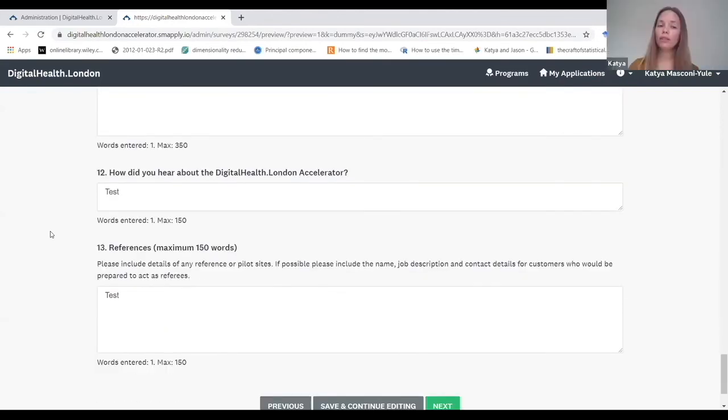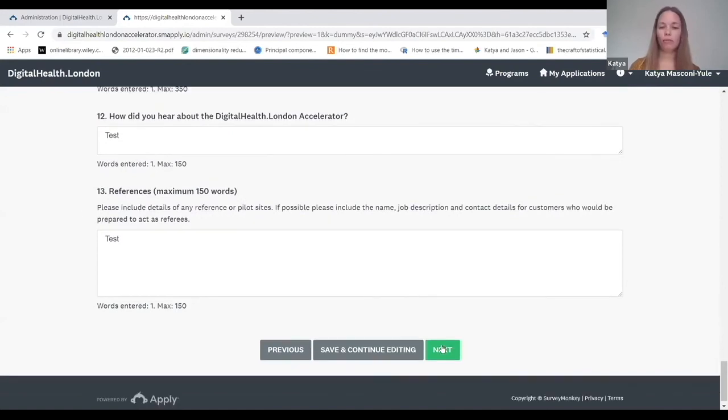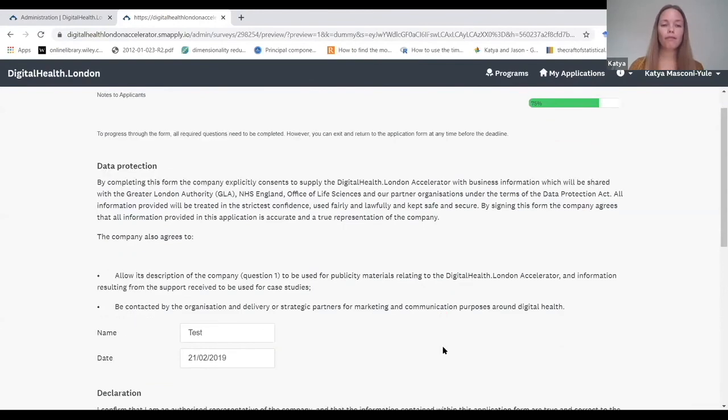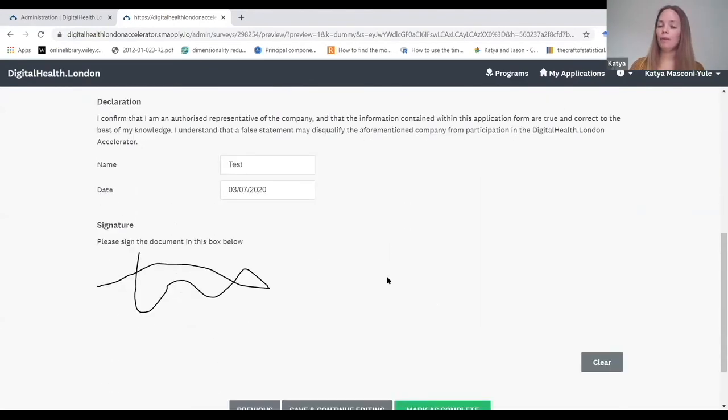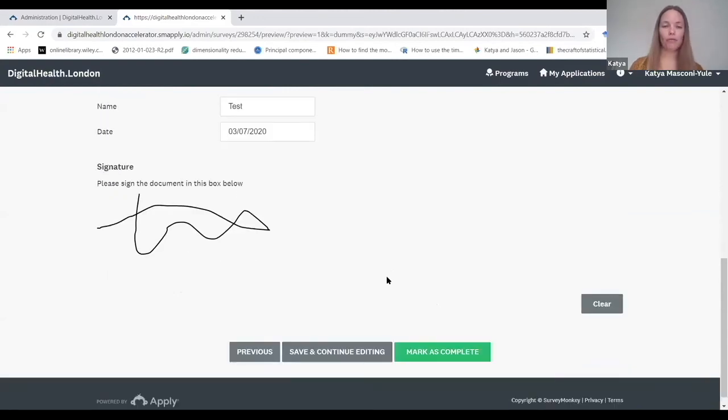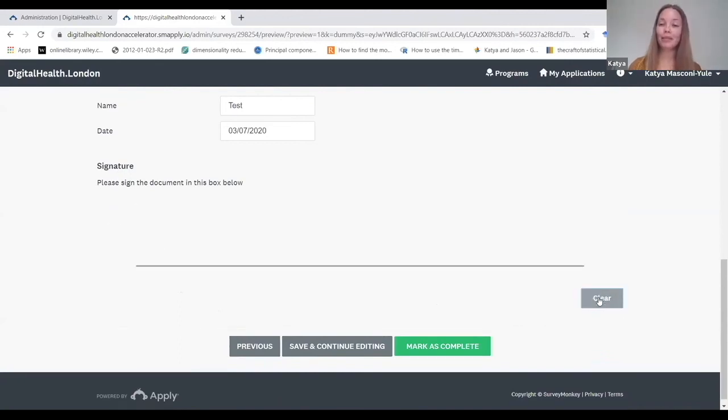We then move down to the last section of the application form. We look for some references from your side of people who have been using the product. And finally, giving you a space to digitally sign and date the application form. A quick note here, that this box is able to be cleared. So if you are not happy with your first version or your third version of your digital signature, please feel free to clear it, start again, and when you are happy, you can push mark as complete.